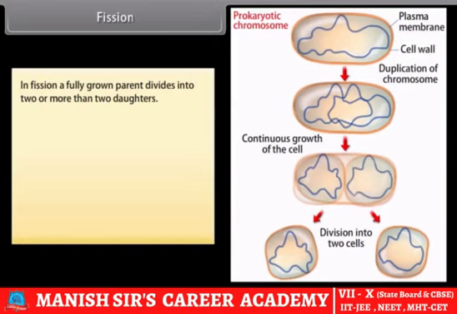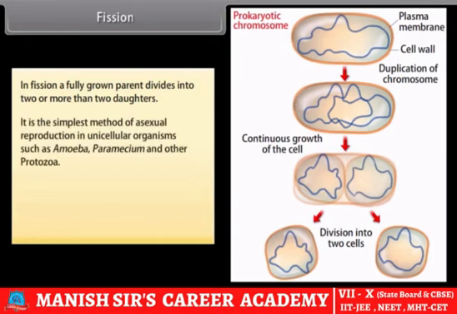Fission. In fission, a fully grown parent divides into 2 or more than 2 daughters. It is the simplest method of asexual reproduction in unicellular organisms such as amoeba, paramecium, and other protozoa. Fission is of 2 types: binary fission and multiple fission.